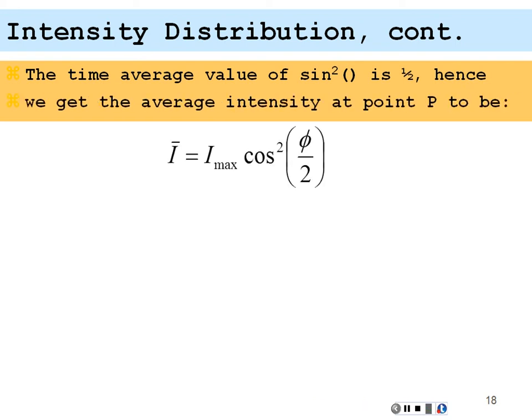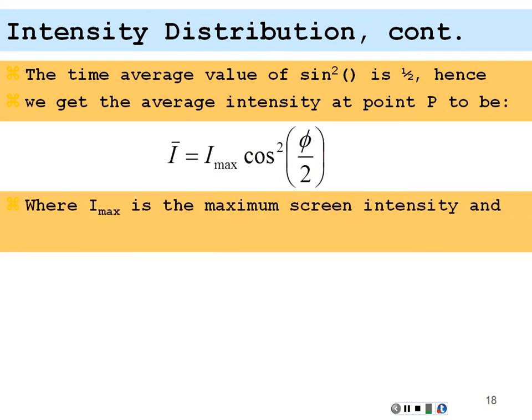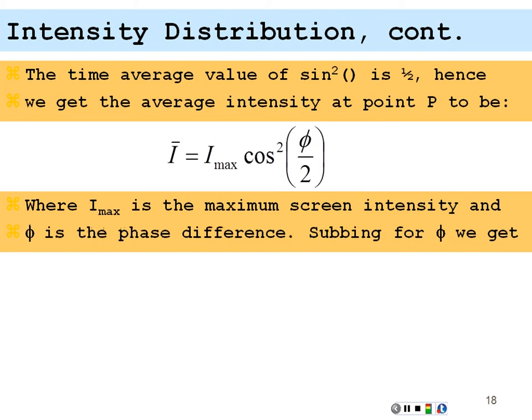So we would get then that the average intensity would be equal to some maximum intensity, cosine squared, phi over 2, where the 1/2 and all the other constants are all encompassed into this one constant, I max. Phi is the phase difference, and hence we can see that the intensity is going to vary as the cosine squared of this phase difference.